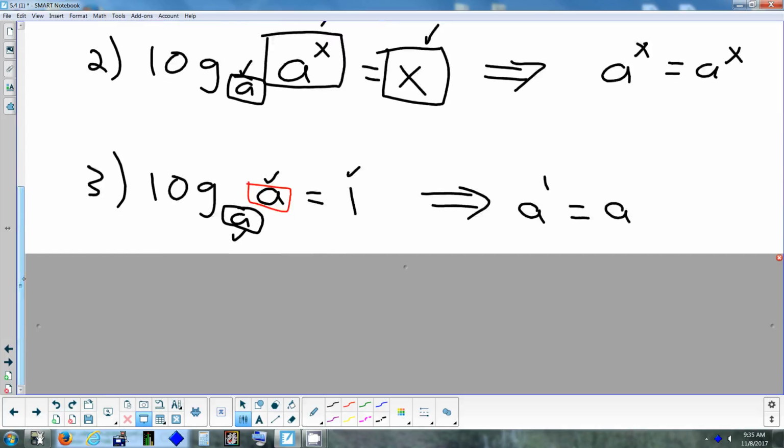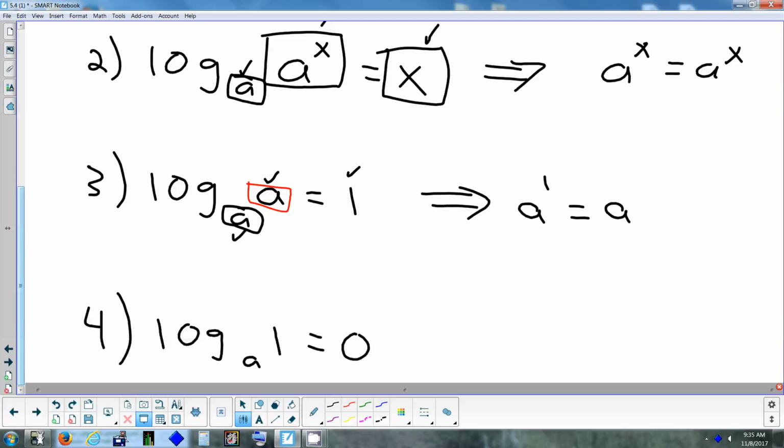So you've seen all these rules before, including the last one I'm going to show you, but you've seen them as exponential. Maybe you haven't seen them as a log rule. So this says log base a of 1 equals 0. In other words, the log of 1 is always 0. It doesn't matter what the base is.